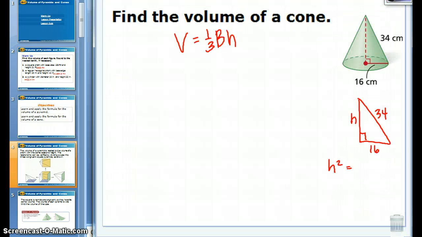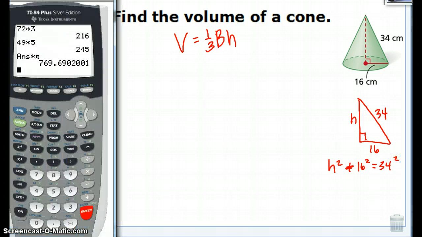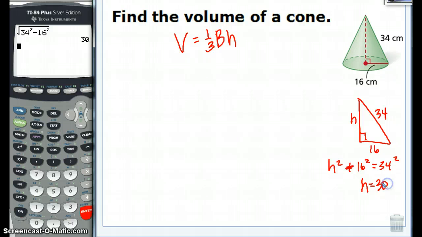Oh, what happened here? Let's try that again. Plus 16 squared equals 34 squared. And let's go type that into our calculator. So let's do the square root of 34 squared minus 16 squared. Is it a pretty number? Oh, it is. Thank you so much. So the height of this cone is 30. They gave us the slant height, and we had to come find this height right there.